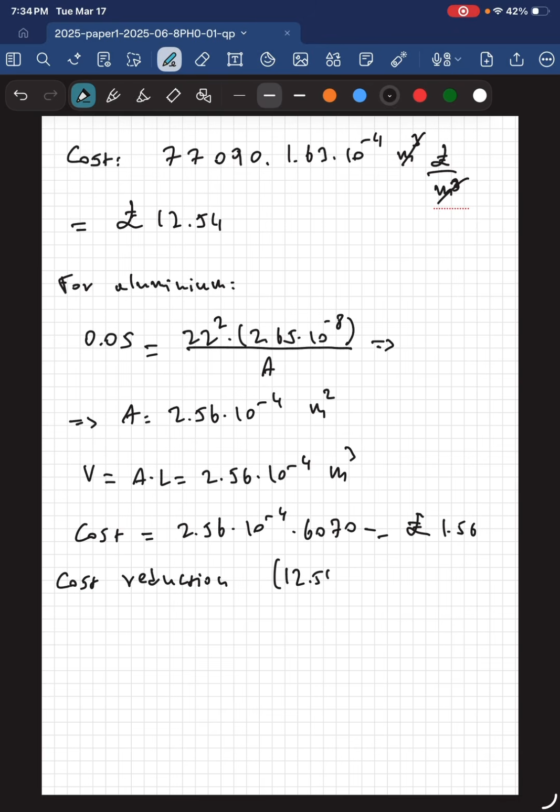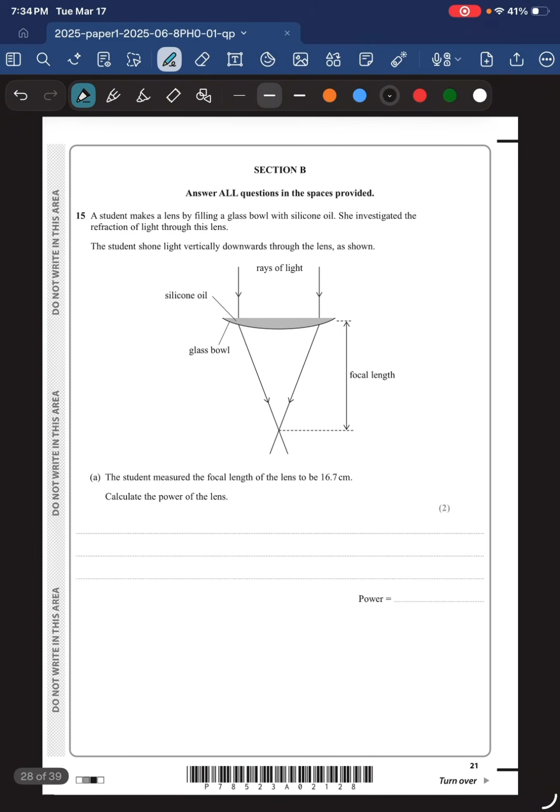Okay, so the cost reduction will be 12.54 minus 1.56 over 12.54 times 100, or 88%, which is about the same as 90%. So the engineers are right, actually. It's better to use aluminum, and cheaper. All right.